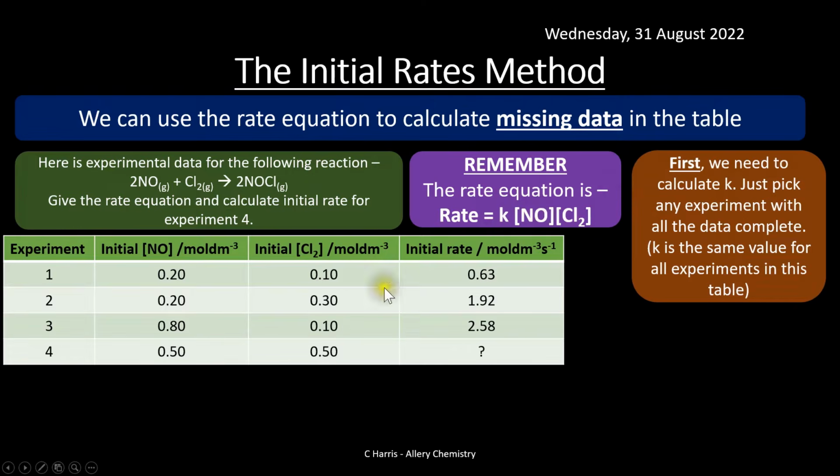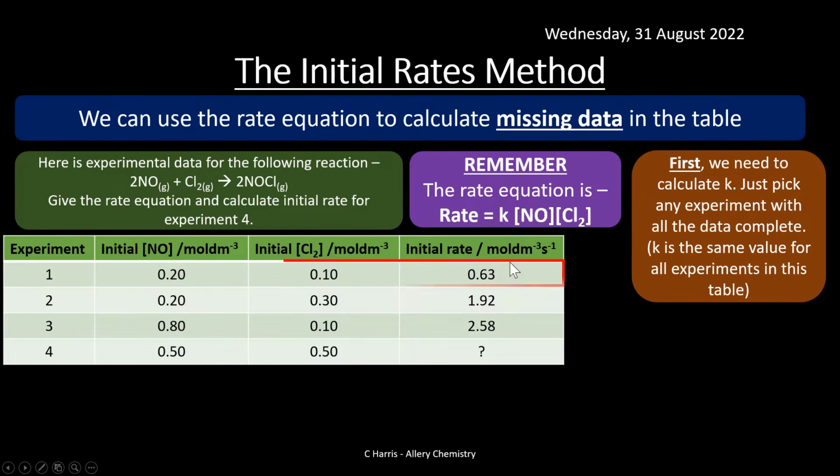So we know that, because we've got this data here. So we know it's 0.5 and 0.5, but we don't know what k is here. Now, remember that k is the same value for all experiments in this table, assuming that the temperature is the same, which is a fair assumption to make. So all this is run at the same temperature. So what we're going to do is just pick any experiment with all the data complete to work out what k is.